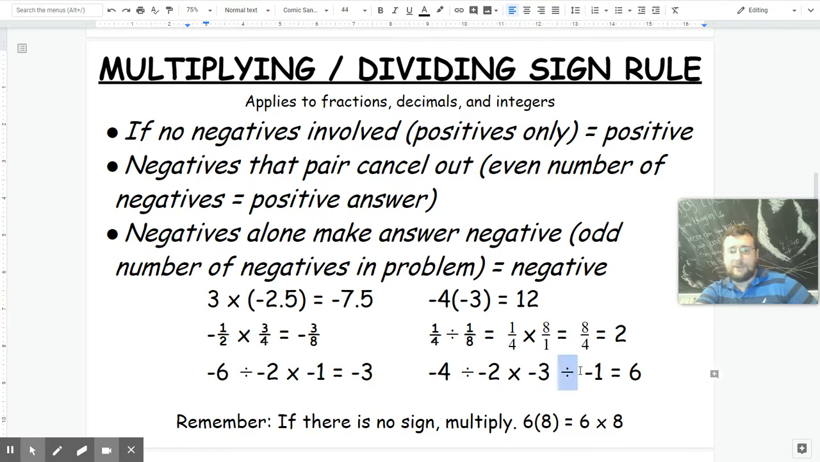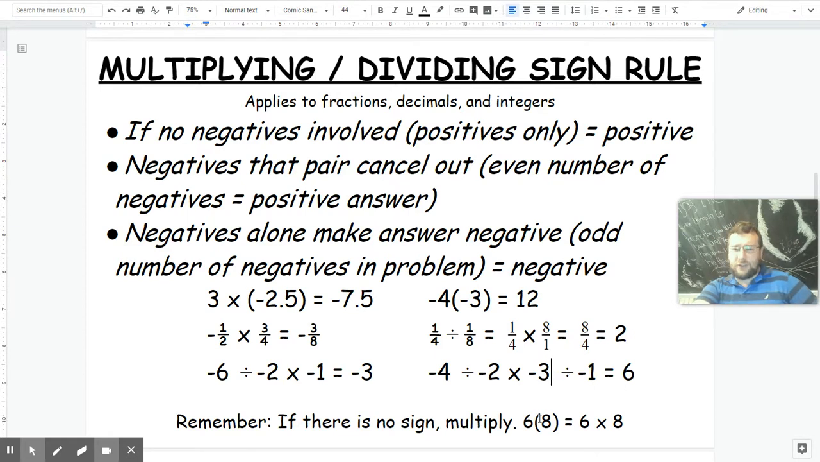But if I divide by another -1, now I have 4 negatives total. An even number of negatives makes it positive. So 1, 2, 3, 4 negatives, final answer is positive. And then you just think about the numbers. 4 divided by 2 is 2, times 3 is 6, divided by 1, still 6. And so that's how you do it.